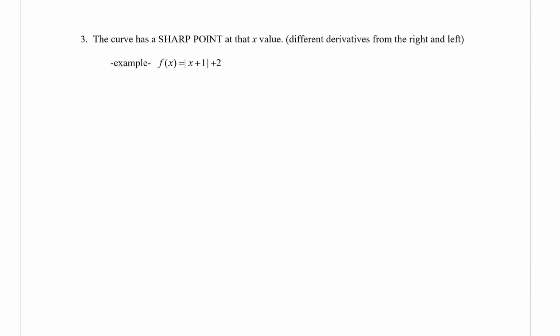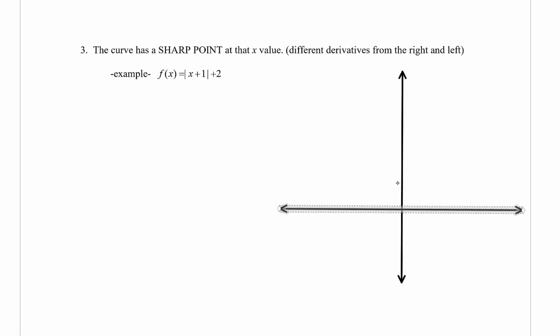Our third example, number 3, the curve has a sharp point at that x value. And in parentheses, it says there are different derivatives from the right and left. Example, f of x equals the absolute value of x plus 1, and then outside the absolute value we have plus 2. I'm going to draw a coordinate plane on the right-hand side of the screen. I'm going to go ahead and draw a sketch of this graph.